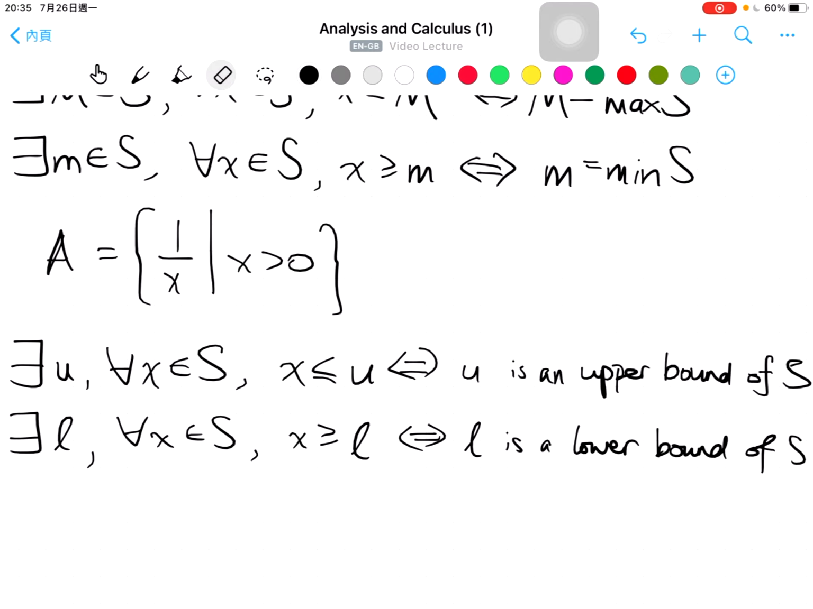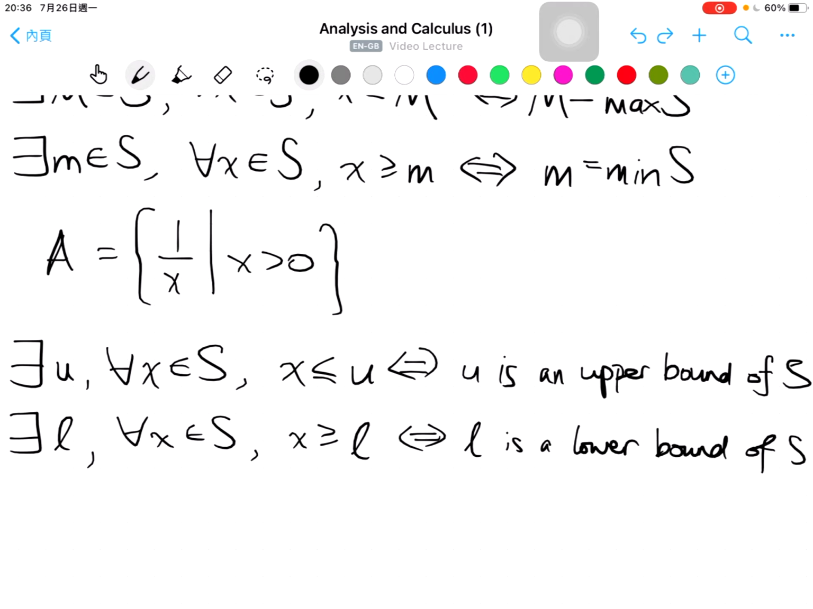Then there will be a problem here, not a question, sorry. There will be a problem here because there can be an infinite number of upper bounds once you found one upper bound, right? Let's say you found, let's take back this A as an example here, right? 1 over x. We found 0 as a lower bound, right? 0 is a lower bound. Everything is larger than 0.